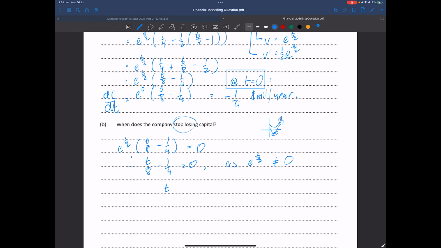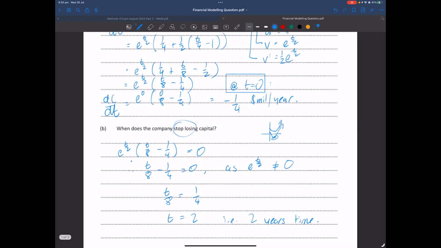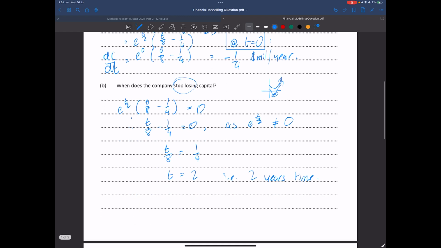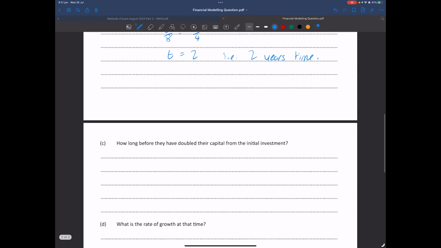So we've got t over 8 equals 1 quarter. Multiply both sides by 8, and I'll get t is equal to 2, i.e. in 2 years' time. So after 2 years, they'll stop losing money effectively, and they'll start gaining money, start gaining capital. Okay. Cool. How long before they have doubled their capital from the initial investment?